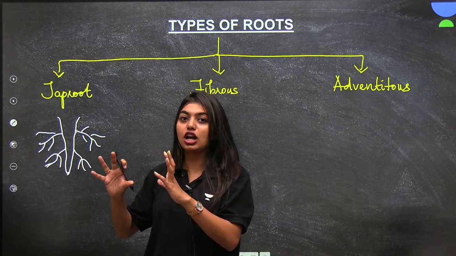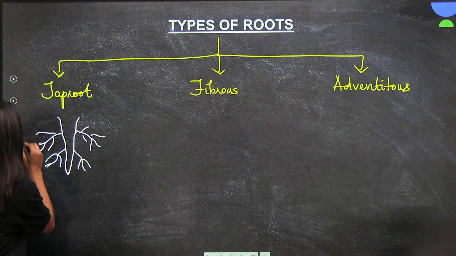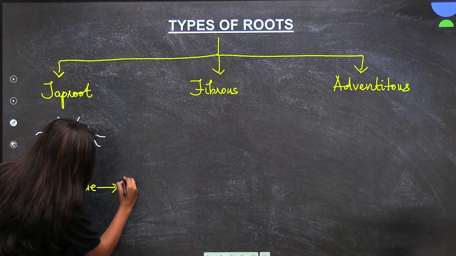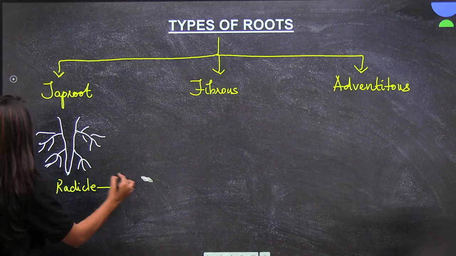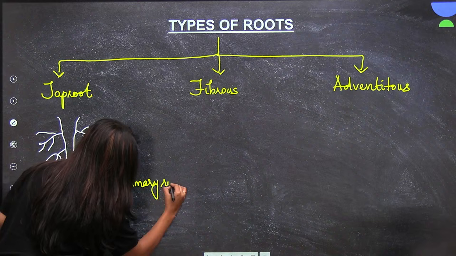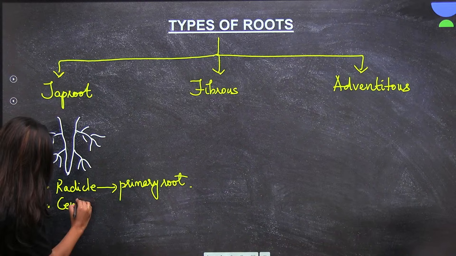So, what will be our first point? Very good. Most of you have put the answer there. The first point: radical gives rise to the primary root, right? And this primary root is central, large and a thick root, right?